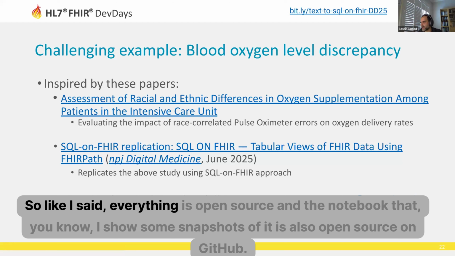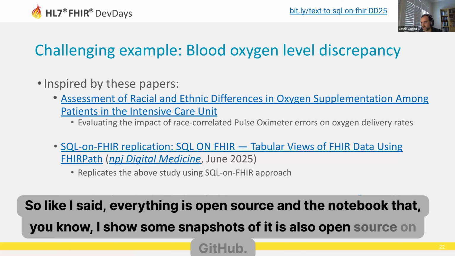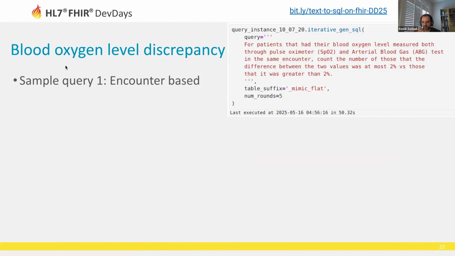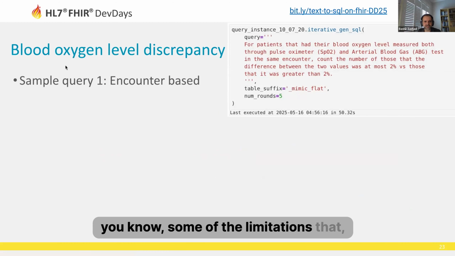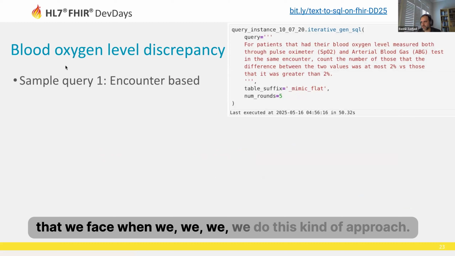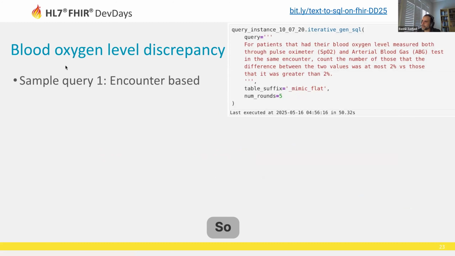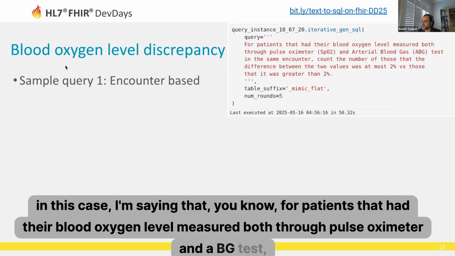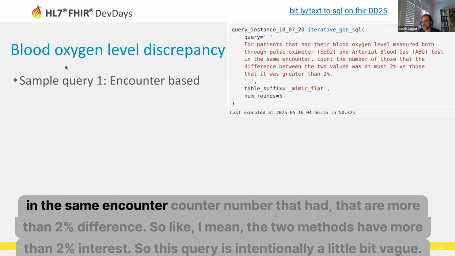Like I said, everything is open source, and the notebook that I show some snapshots of is also open source on GitHub. First I start with this query, and I dive into several queries because I want to show some of the limitations we face with this kind of approach. In this case, I'm saying: for patients that had their blood oxygen level measured both through pulse oximeter and ABG test in the same encounter, count the number that have more than a 2% difference.